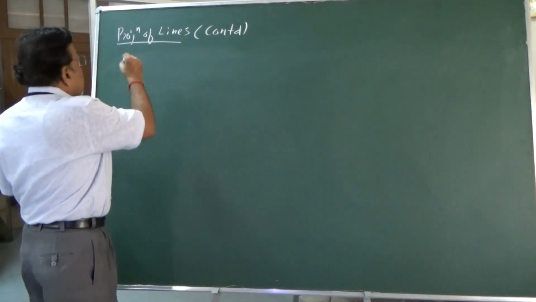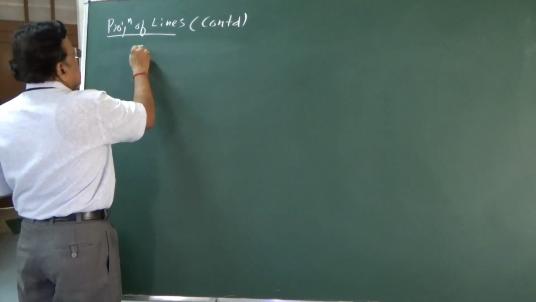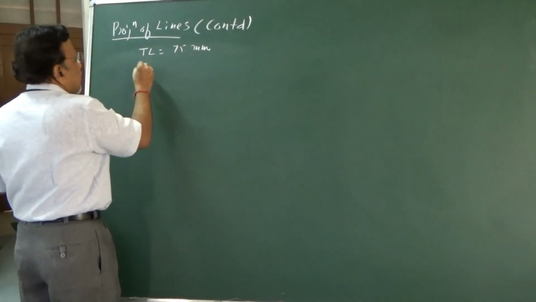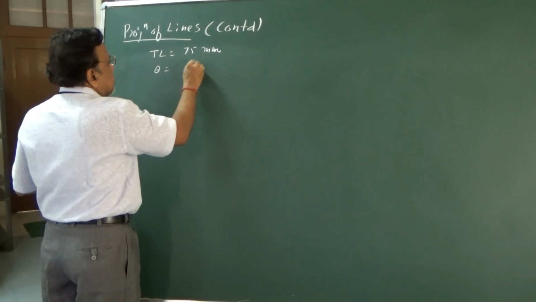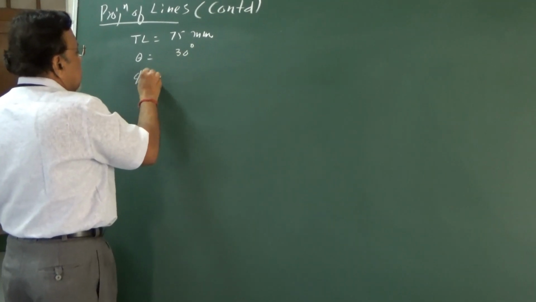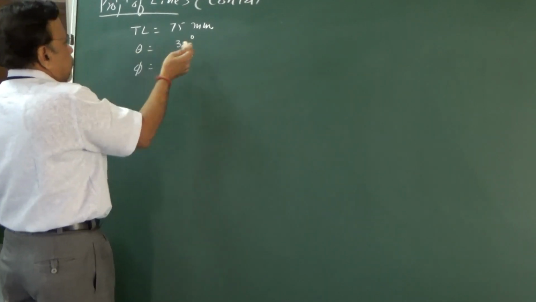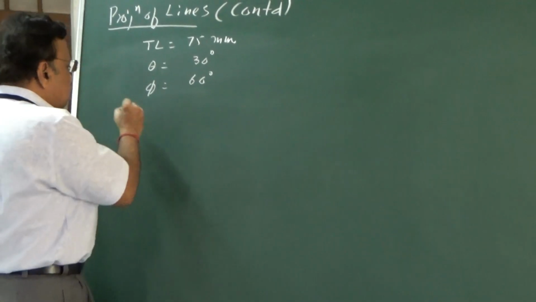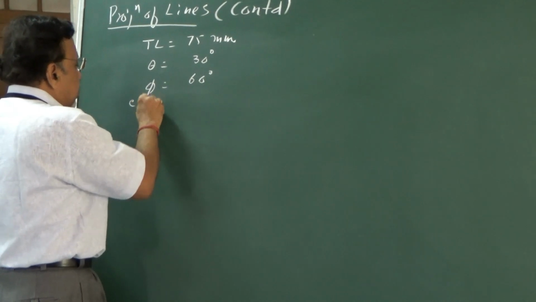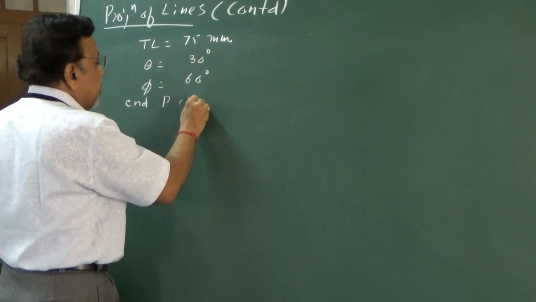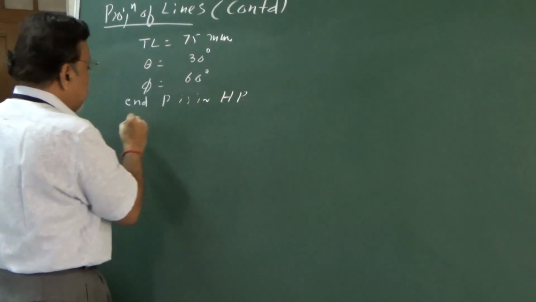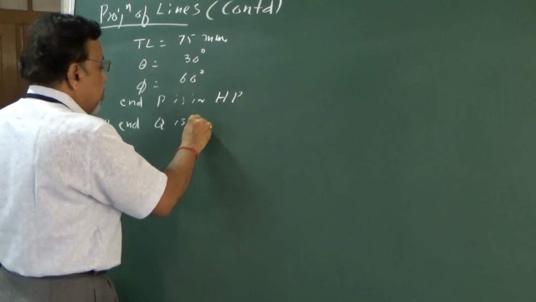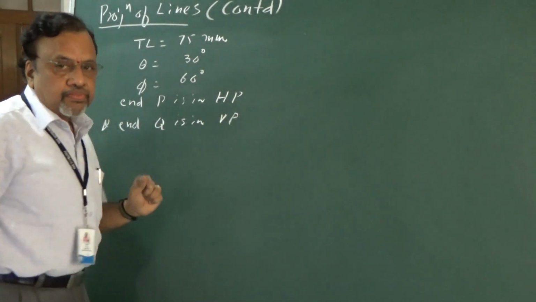Okay, so let me do one more problem, where the data given is, let us say, the true length. Let us say true length is given as 75 mm, and let us say I have given theta as 30 degrees and given phi, that is inclination with reference to HP is 30 and inclination with reference to VP is 60 degrees. And again consider, let us say, end P is in HP and end Q is in VP.